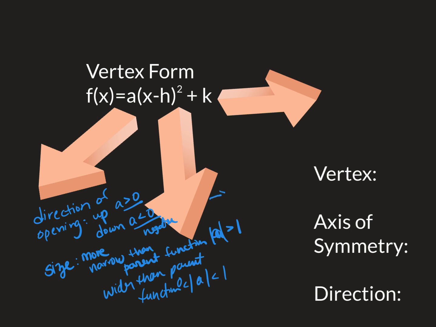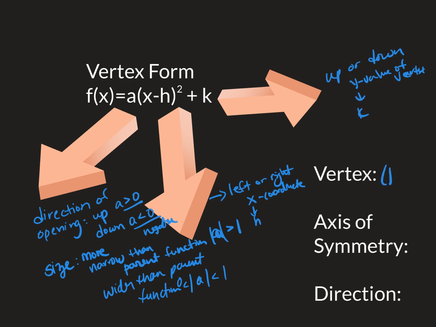And then remember, I have to put my arrow for this one here. Remember, this is your left or right movement, and that is the x-coordinate of your vertex. Of course it's called h, so it's the x-coordinate of the vertex. And then the k value is your up or down movement, and that is the y value of your vertex. That's k. So the vertex is (h, k).